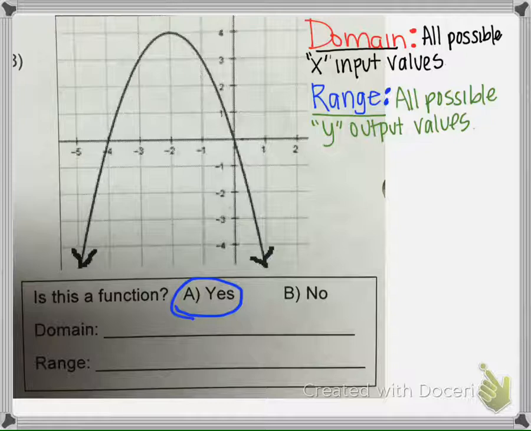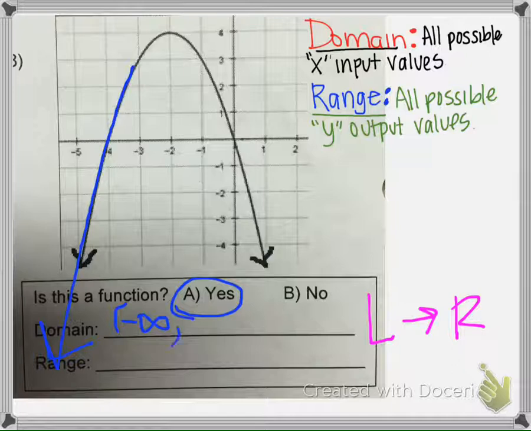Okay, now for the domain, it is from the left to the right side. If you look at the graph on the left, it's going infinitely towards the left, so we're going to have -infinity. And then as we go to the right side, it's going infinitely towards the right.